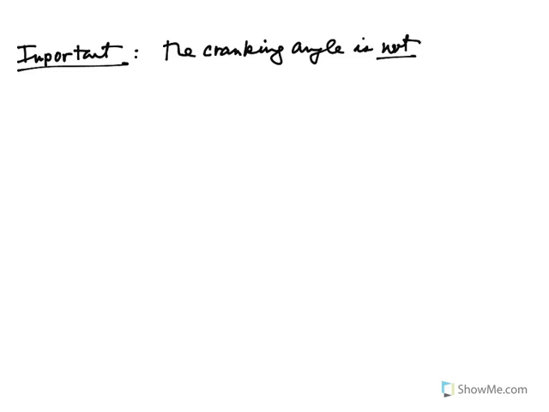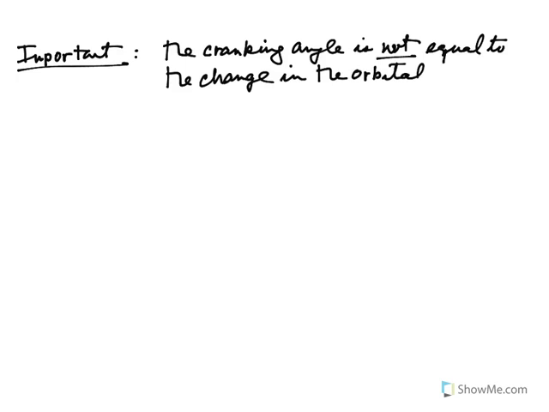This is really important because it seems as if these two things should be the same. The cranking angle is not equal to the orbital inclination, or just say the change in the orbital inclination. Now you'd think it might be, because you'd say, well, if I rotate the velocity by the amount theta, then I should change the inclination by the amount theta. But that's not actually how it works.